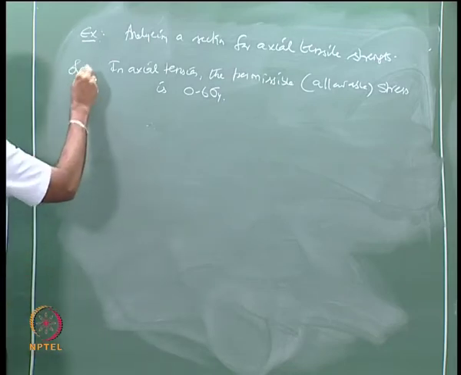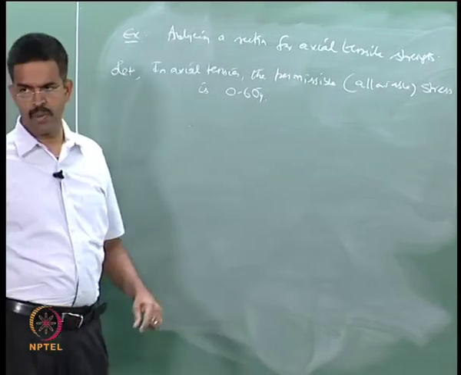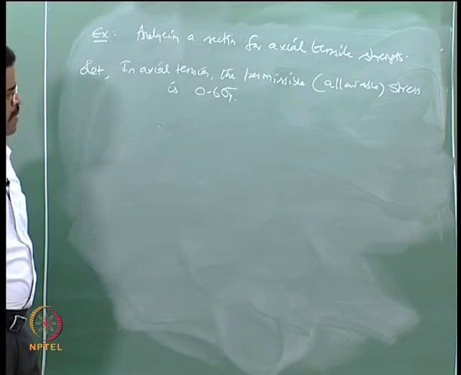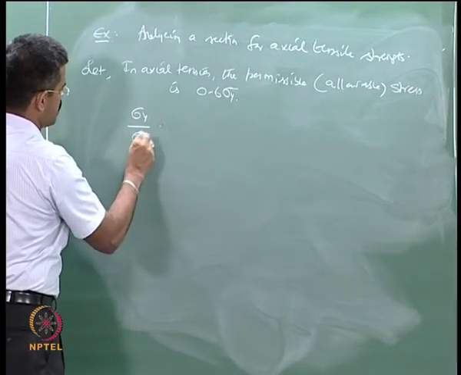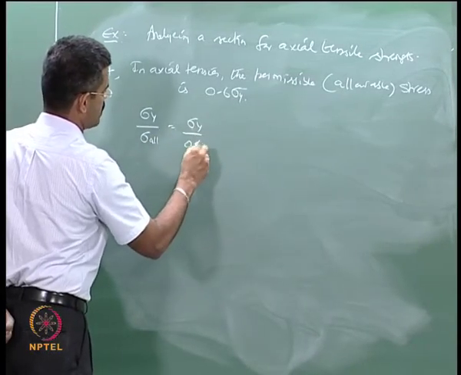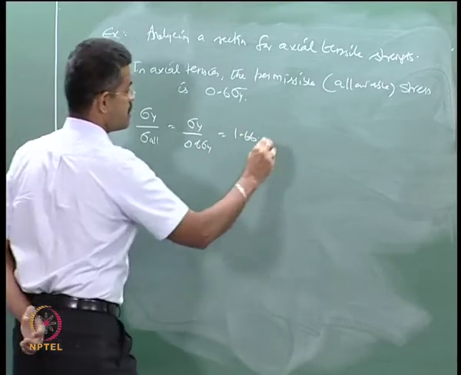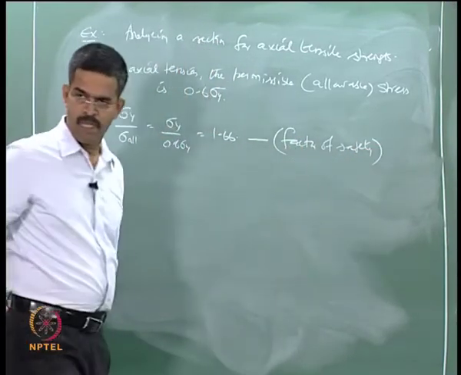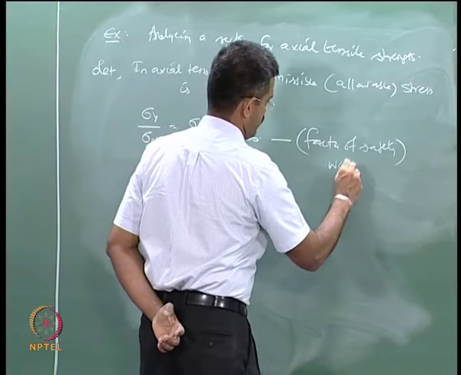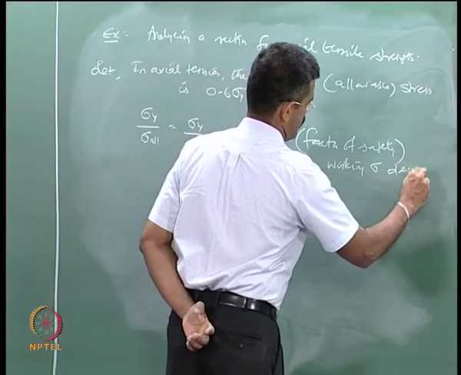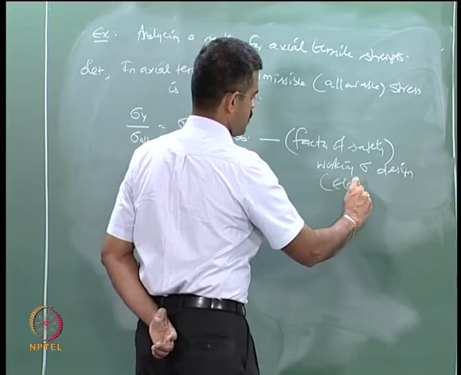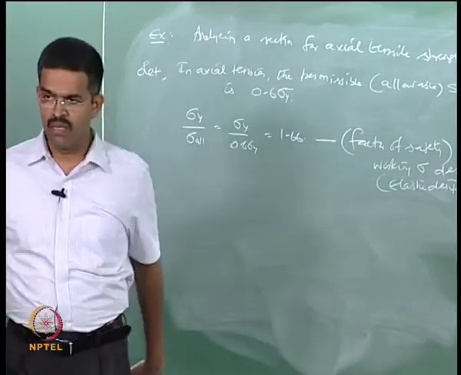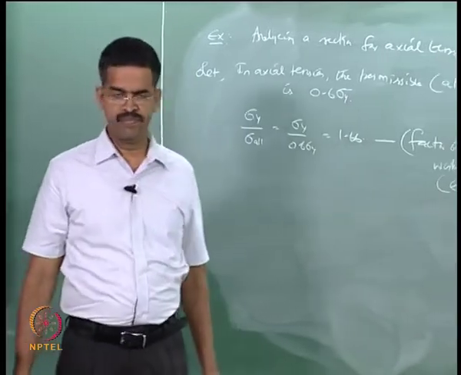I am saying let, because it depends upon the code, depends upon the method of design. Let us say 0.6 Fy or sigma y. So therefore, sigma y by sigma allowable will be sigma y by 0.6 sigma y, which will be 1.66. This is what we say as factor of safety, okay, in working stress design, or elastic design. Why elastic design? Because here the stress levels are limited till the proportional limit of the material, okay.